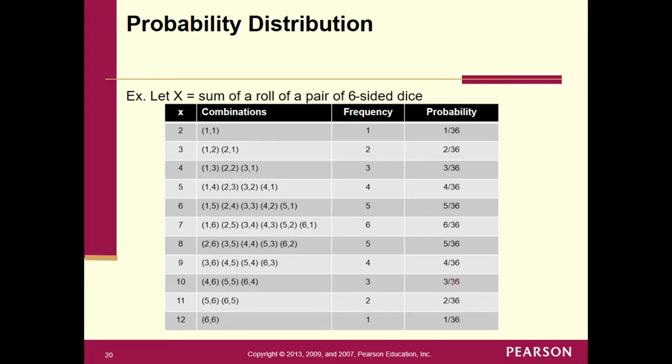I could care less about reducing fractions here, okay? That's not the point of the exercise here. I would just leave them over 36. If you added up all these probabilities, guess what you're going to get? 1.